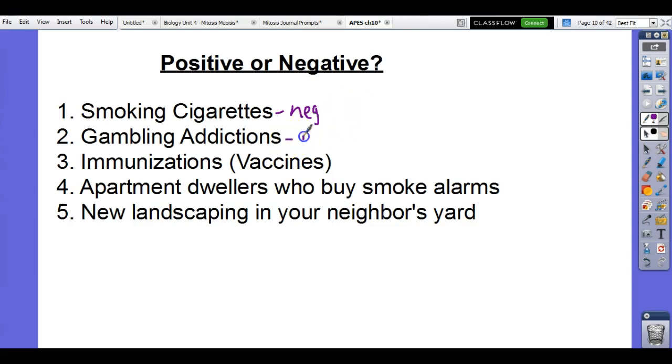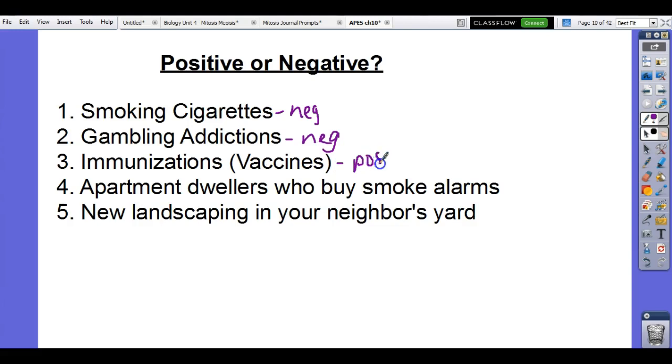Gambling addiction, obviously it's a negative, right? Things that are negative are probably going to have negative externalities. So gambling addiction, well, it hurts you, but how does it hurt other people? Well, it impacts your families, right? Anyone you know who's an alcoholic or has an addiction, it's going to negatively impact the other people in your family around you. Vaccines.